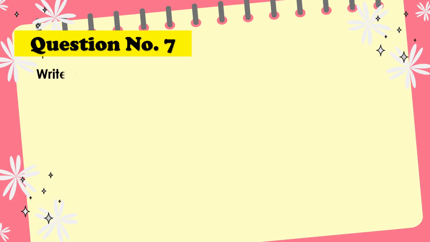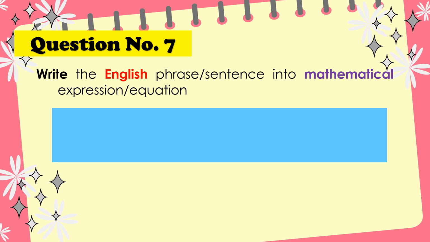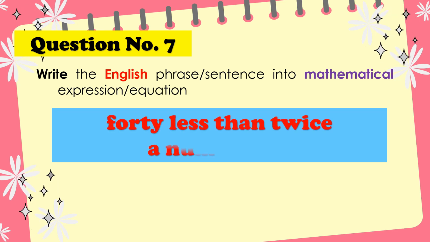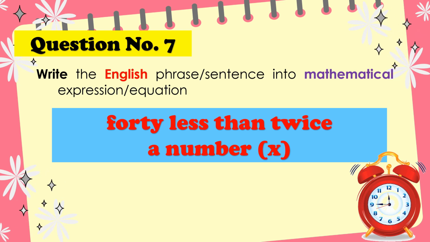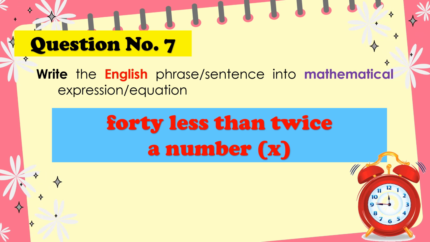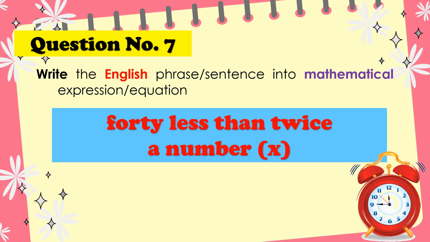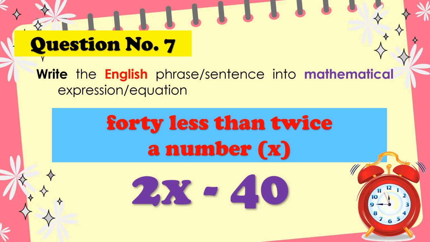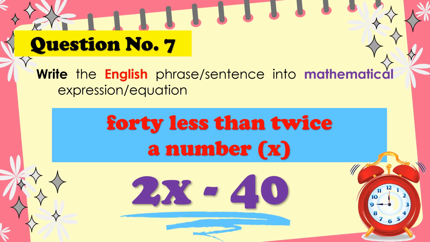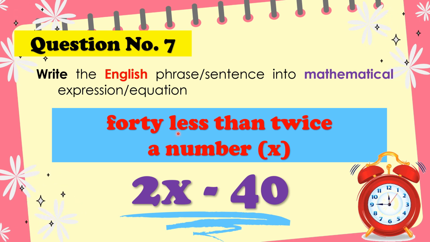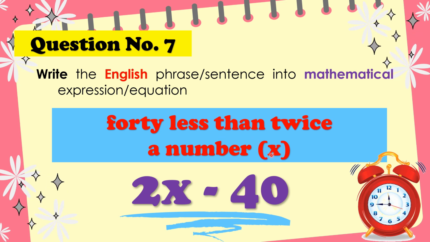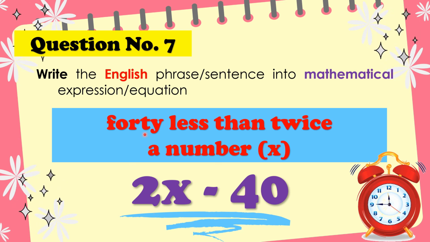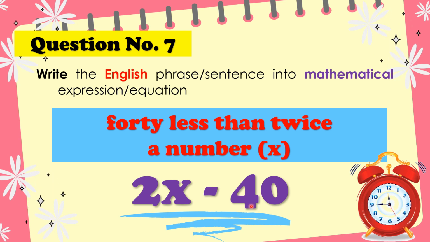Question number 7. Let us translate 40 less than twice a number x. Show your answer now. Is it the same as 2x minus 40? Okay, kaya naging 2x minus 40 because of the word "less than". Always remember that the word "than" is a switch word. Kaya natin pinagpalit yung pwesto nila. So, twice a number x is represented by 2x. And then yung 40, nilipat natin dun sa kabila because of the word "than".